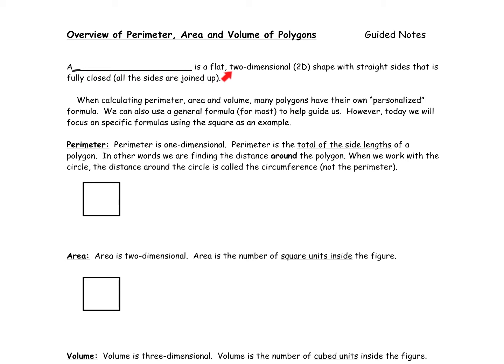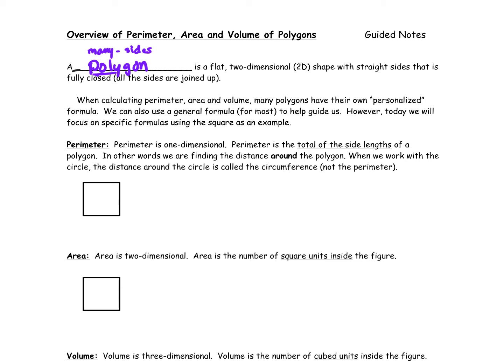A polygon is a flat, two-dimensional, 2D shape with straight sides that are fully closed and all the sides join up. So let's write polygon there. And the prefix poly means many, and the suffix means sides, so many sides. We also have solids called polyhedrons, and hedrons would mean many faces. So all polygons, specific polygons, have a prefix that tells us how many sides.